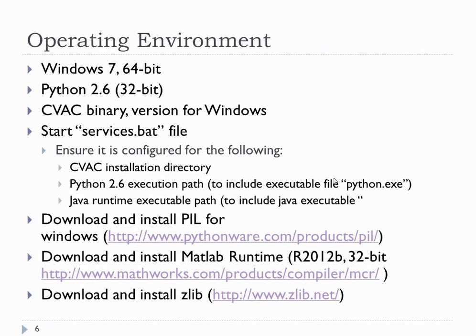A little bit about the operating environment. I was running on a Windows 7 64-bit platform. These are a lot of the must-haves in order for it to work correctly: you have to have Python 2.6. Some of the mistakes I made, I was running 64-bit at first and had to switch to 32-bit because I was getting a lot of errors. Of course, the CVAC binary. And then there are some other files that I'll get into when we look at the demonstration.